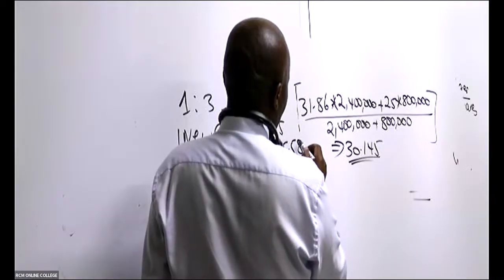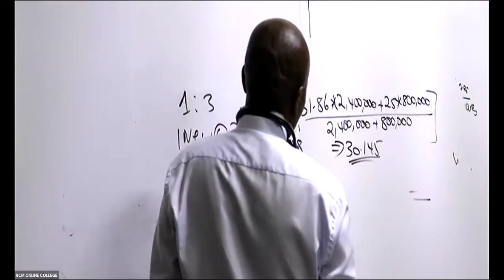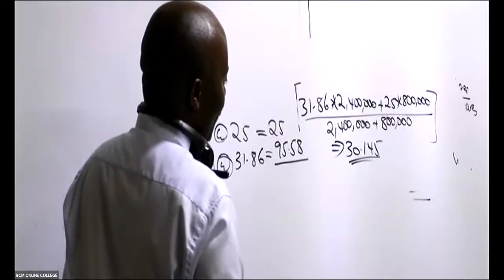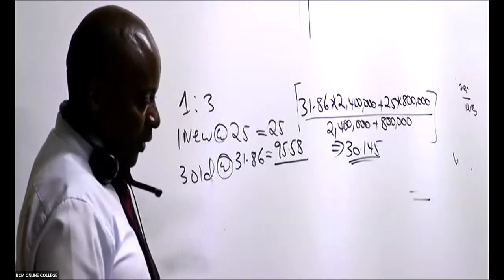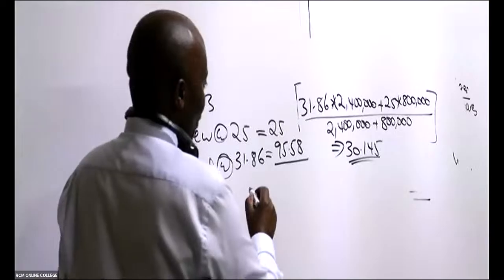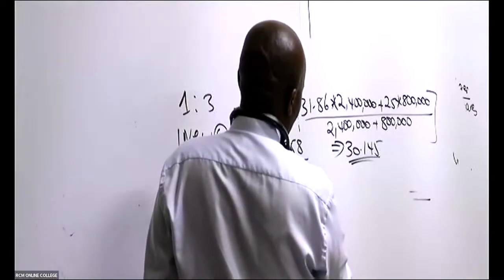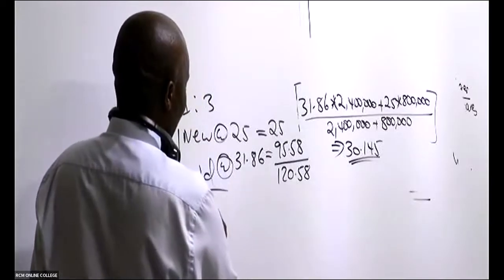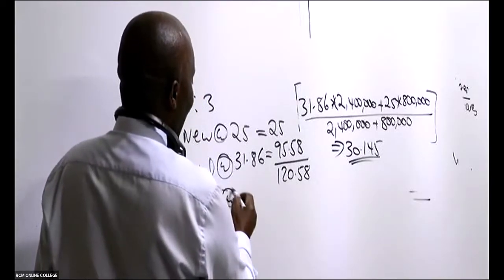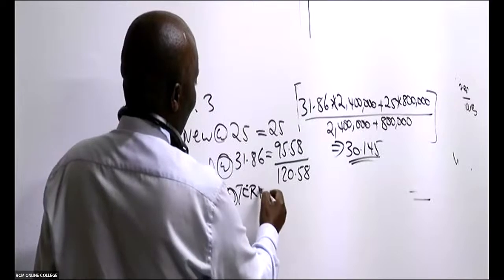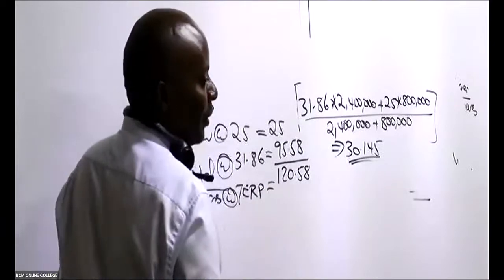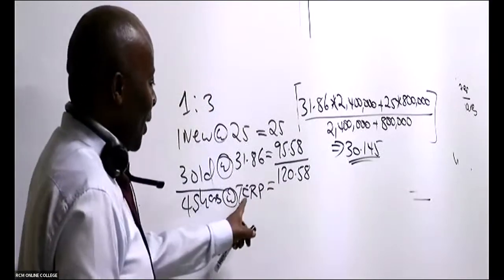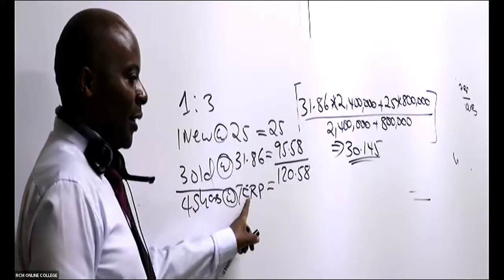95.58. Thank you. So total 25 plus that 95.58, 120.5. For how many shares? These are 4 shares. 4 shares at TERP. Yeah, the price we'll get is what we call the theoretical X rights price.